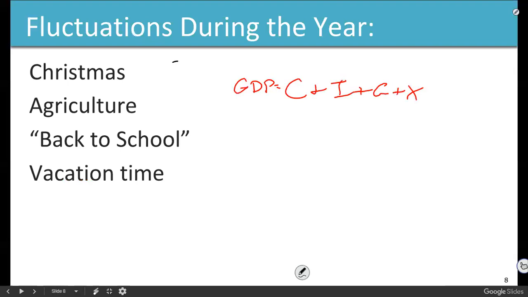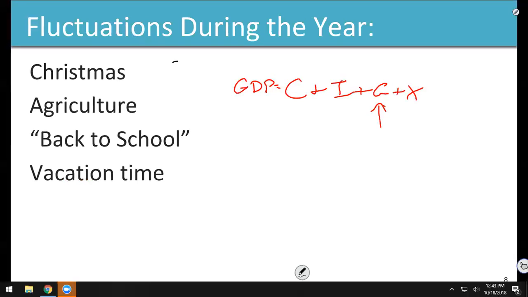War. If the war is happening outside the borders of your country, what's happening? Government is spending more money. Getting more troops, buying more bullets, buying more guns, buying more food for the extra troops. War is good for the economy.